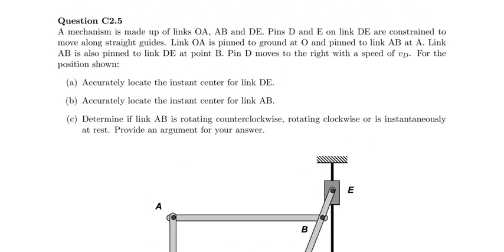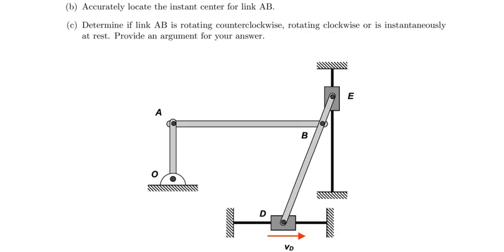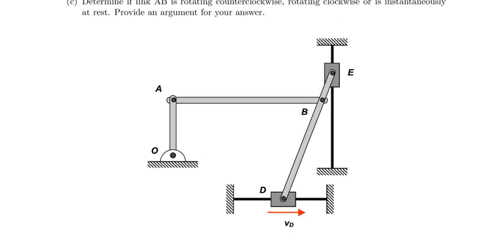So the first thing I'm going to do is take the information we're given in this problem, which is that pin D is moving to the right with a speed VD, and see how I can use that. Well, I know the velocity of point D is to the right, but the velocity of point E has to lie somewhere along this vertical line. In other words, I know the velocity identically at one point on this rigid body, and I know the direction of velocity at the other. So what I can do is sketch in lines perpendicular to both of those velocity vectors, and I'll choose to do so here in blue.